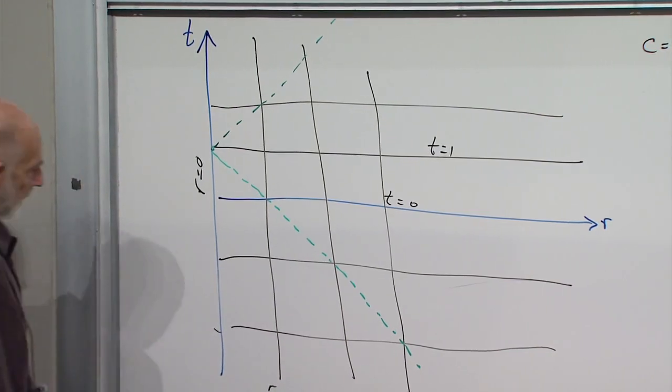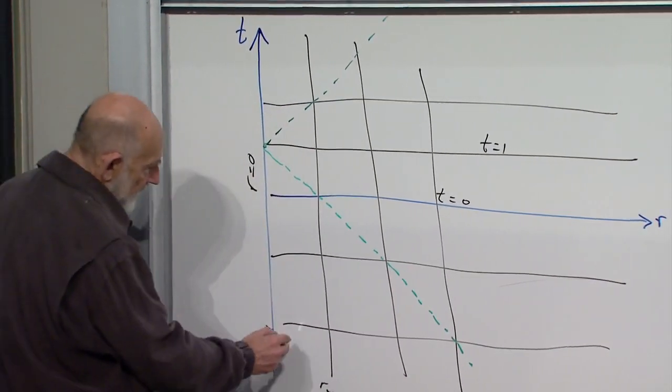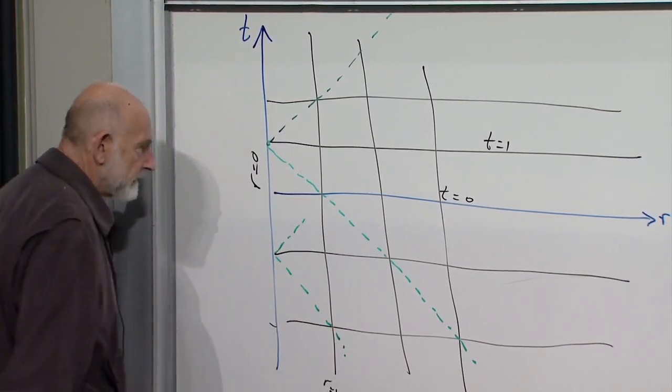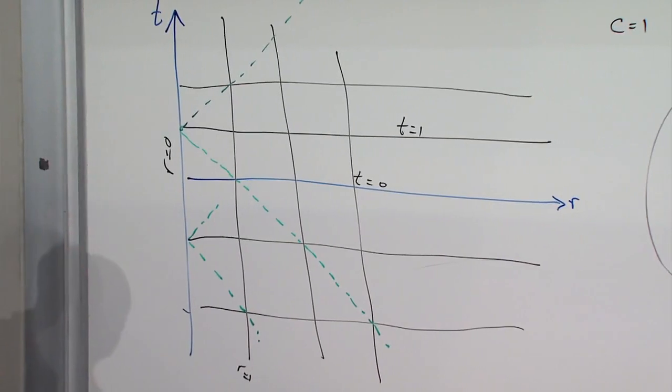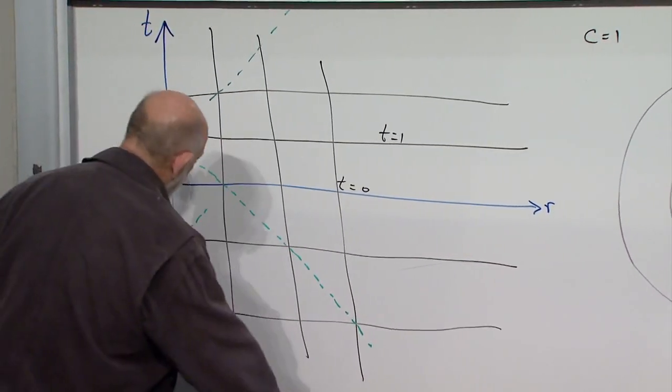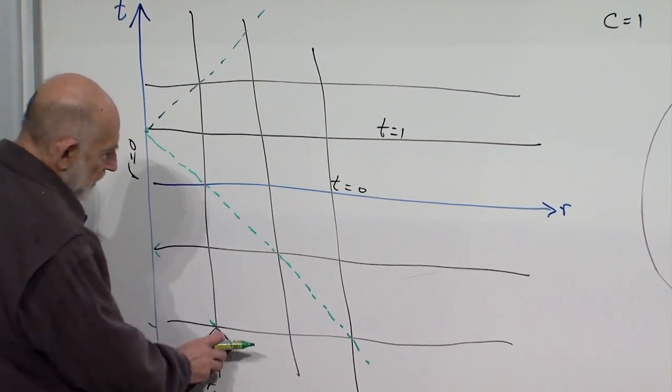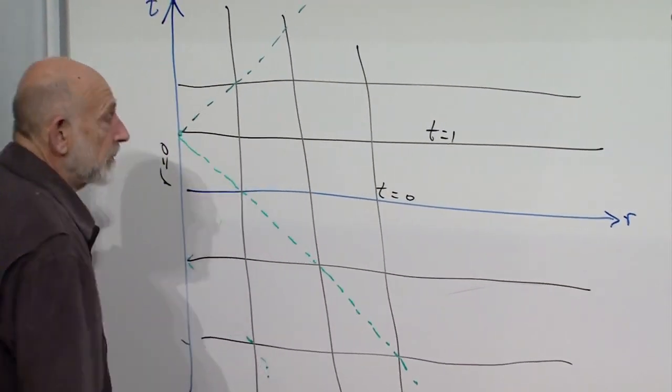Of course, there are other light rays that do the same thing. This one comes in a little bit earlier and goes out a little bit earlier. Another one up here. But they all look pretty much the same. They come in at 45, they bounce off the origin, and they go out at 45 degrees.